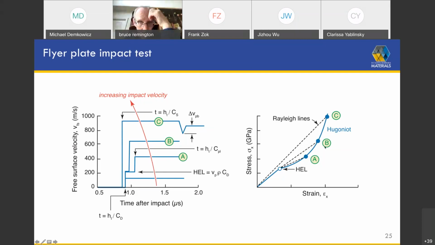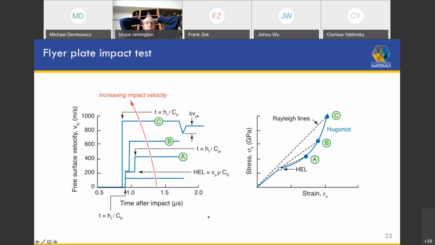If you increase the impact velocity and hence the impact stress to even higher levels, what you find is that the HEL usually doesn't change very much. But what you find is that because of this larger jump here, the shock speed is greater. That wave arrives sooner than it did for case A. And you get a higher level here, a higher free surface velocity, which corresponds to a higher stress.